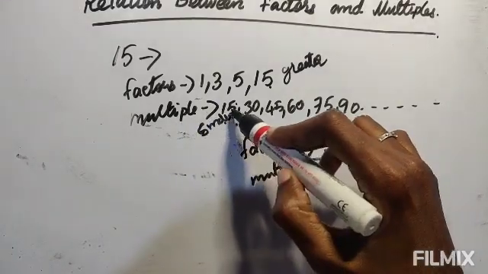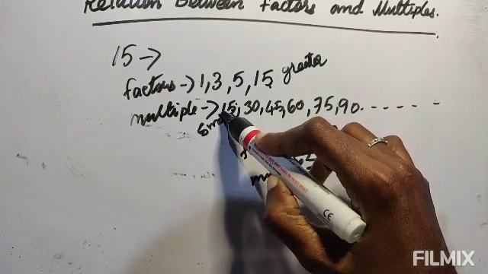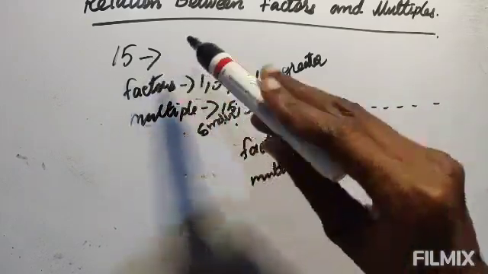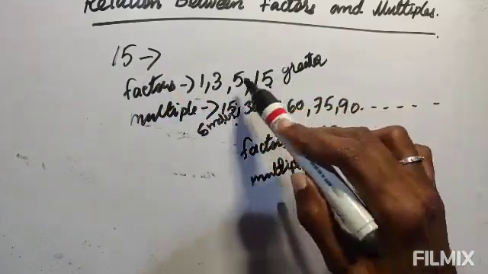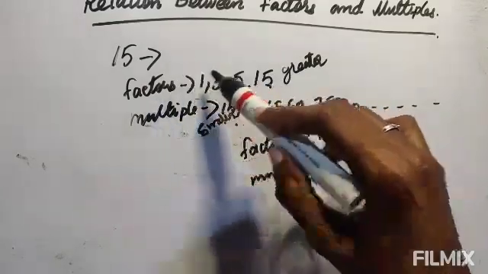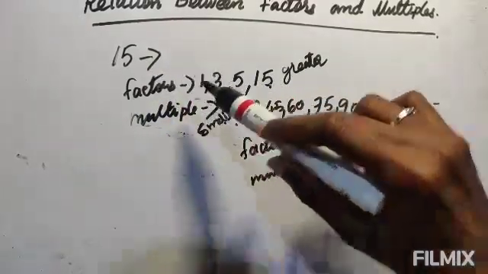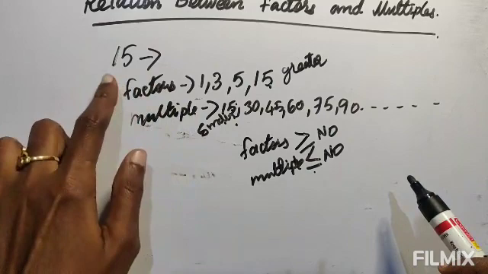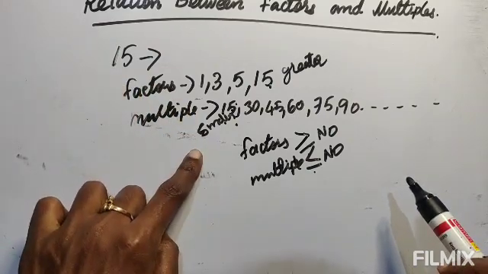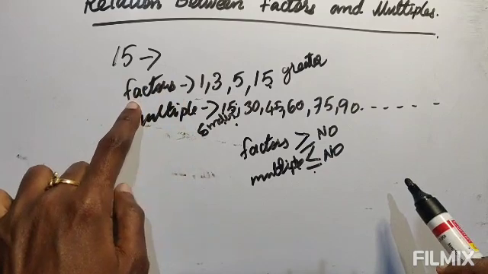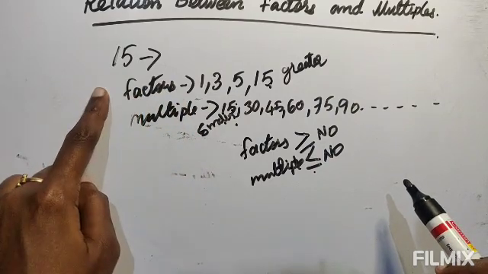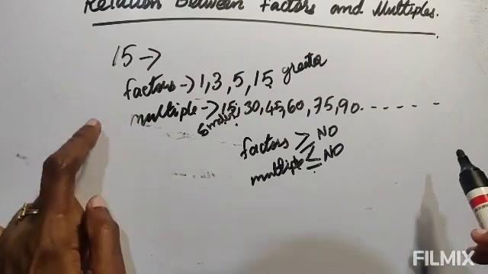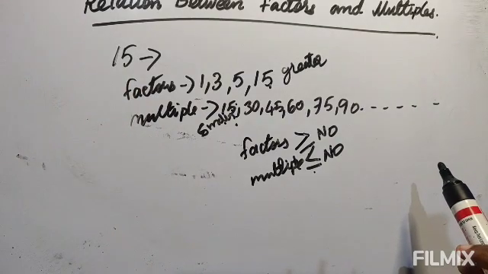You see here multiples. The smallest multiple is 15, that is equal to the number, and all other multiples are bigger than the number. If you see the factors, the greatest factor is the number, and all other factors are smaller than the number. So this is the relationship between the factor and the multiple: the greatest factor is the number itself, the smallest multiple is the number itself, and the factors are smaller or equal to the number, multiples are bigger or equal to the number.